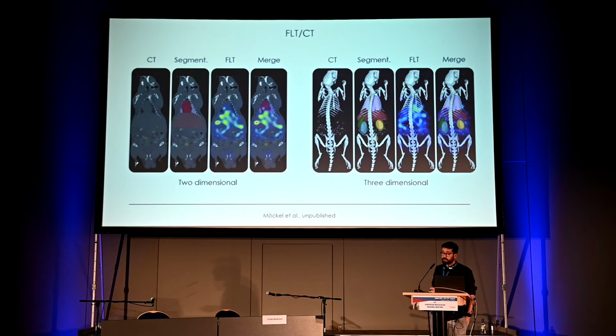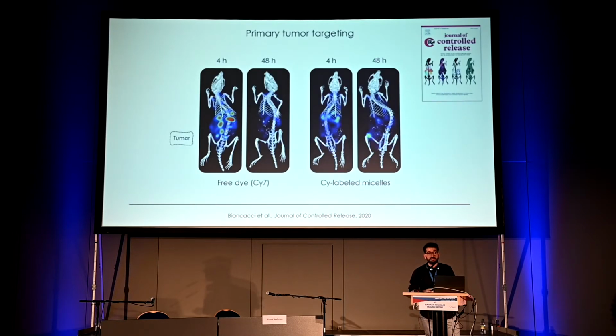We can receive a very nice, structured CT signal where very easily we can segment all organs, and by taking all those slices together with fluorescence, we can have very nice 3D reconstructions, and then we can localize fluorescence within given organs. The most common application we have is to identify whether our nanomedicines are targeting primary tumors.